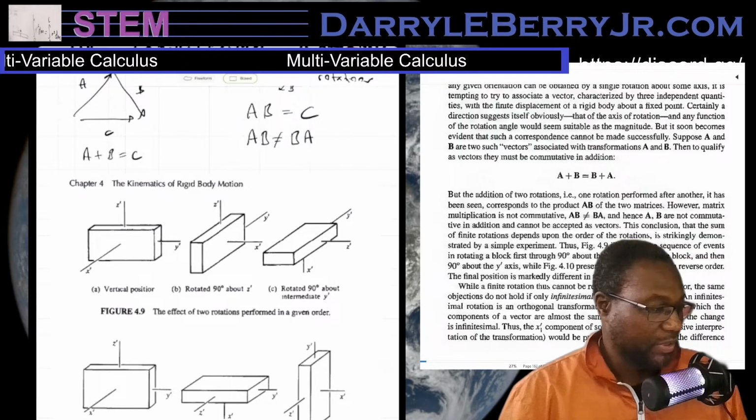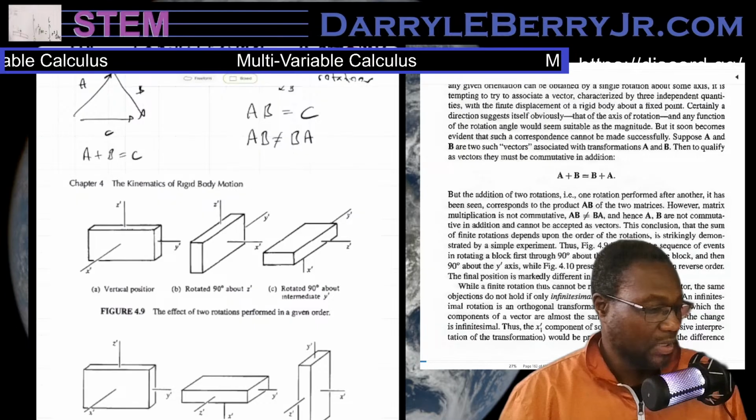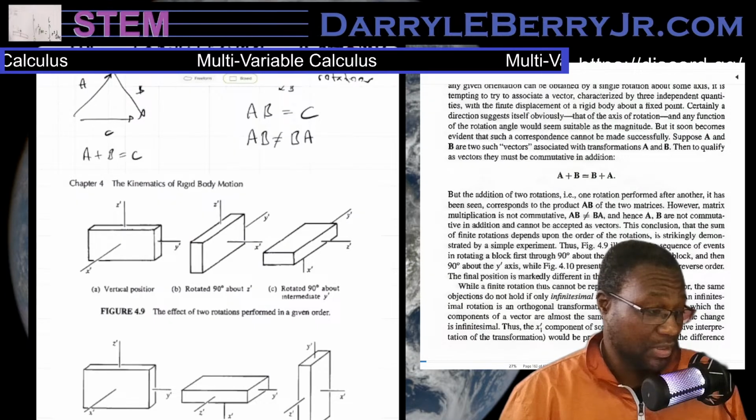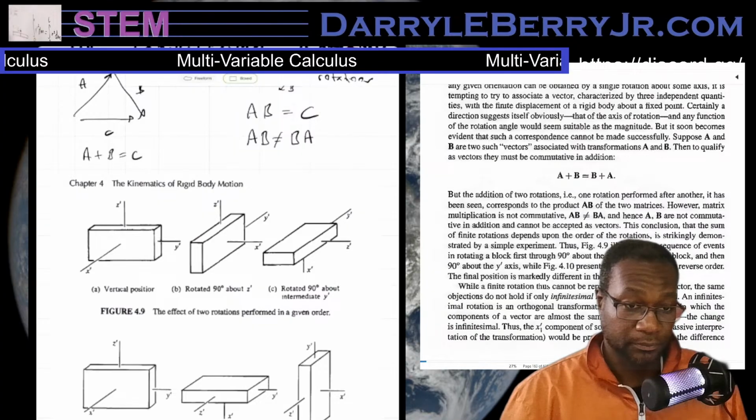While a finite rotation thus cannot be represented by a single vector, the same objections do not hold if only infinitesimal rotations are considered. An infinitesimal rotation is an orthogonal rotation transformation of coordinate axes in which the components of a vector are almost the same in both sets of axes. The change is an infinitesimal.